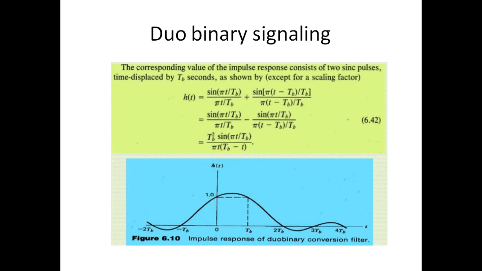If I want to know the impulse response, I need to do an operation between two sinc pulses. Why? Because we introduce a delay. Two sinc pulses are displaced in time, delayed by Tb, so the difference between those two is minus Tb. The first component is sinc x, sin x by x, and the other is sin of x minus Tb by x minus Tb. So two sinc functions. For the final output h of t, if I plot the response, it looks like this.